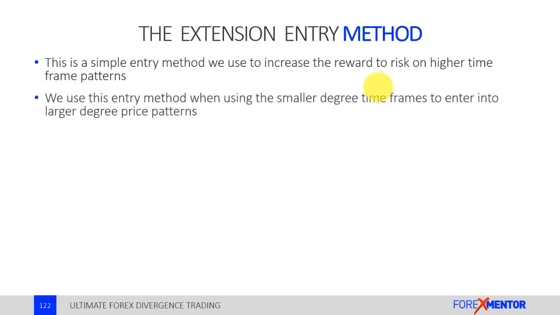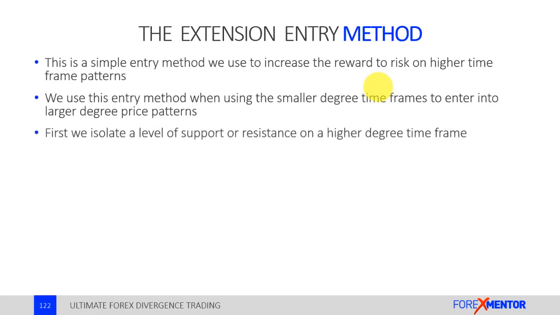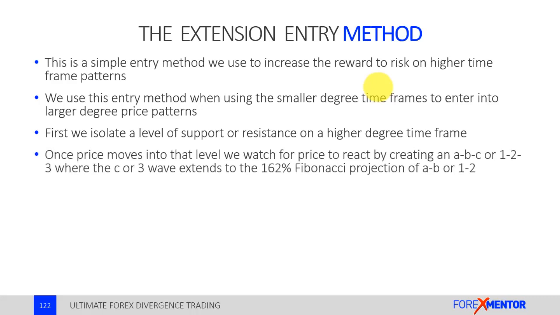We use this entry method when using the smaller degree time frames to enter into larger degree price patterns. First, we isolate a level of support or resistance on the higher degree time frame. Once price moves into that level, we watch for price to react by creating an ABC or a 1, 2, 3, where the C or three-wave extends to the 162% Fibonacci projection of AB or 1, 2.